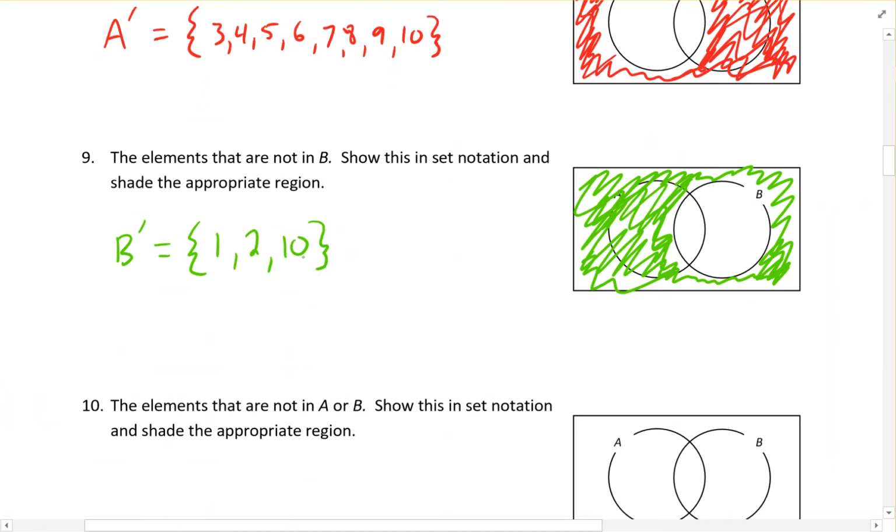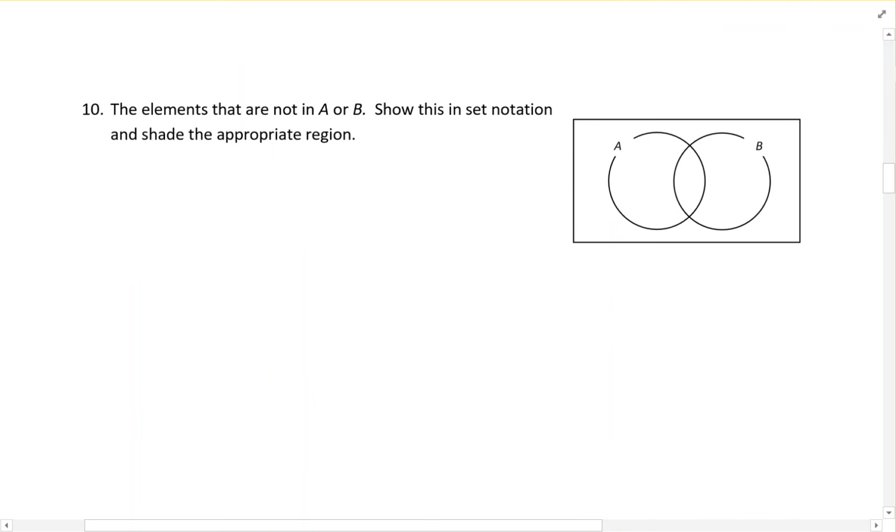Because remember, 10 wasn't part of either. 10 would be like sitting outside of those circles. Okay. The elements that are not in A or B: show this in set notation and shade the appropriate area. So not in A or B. So everything not in here. So that's going to be all of this shaded area. So everything outside of those.